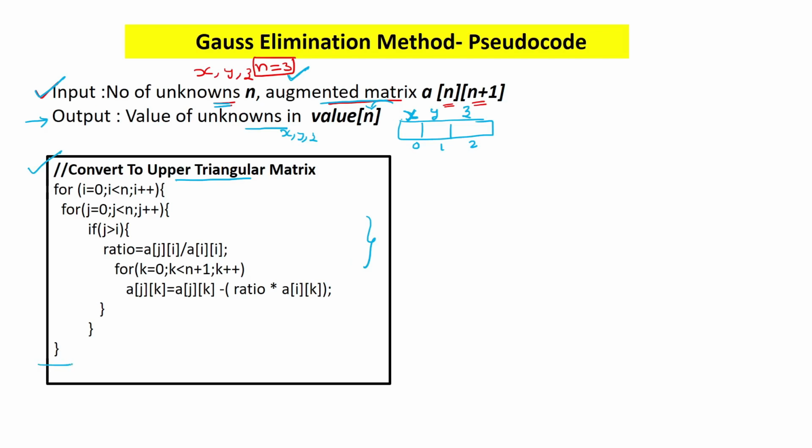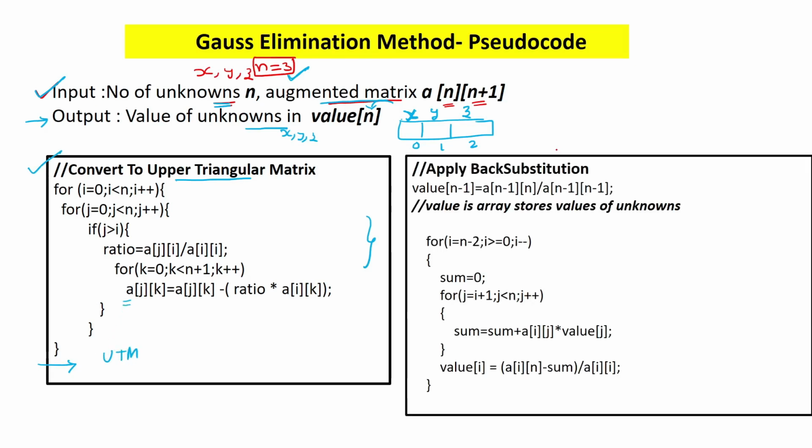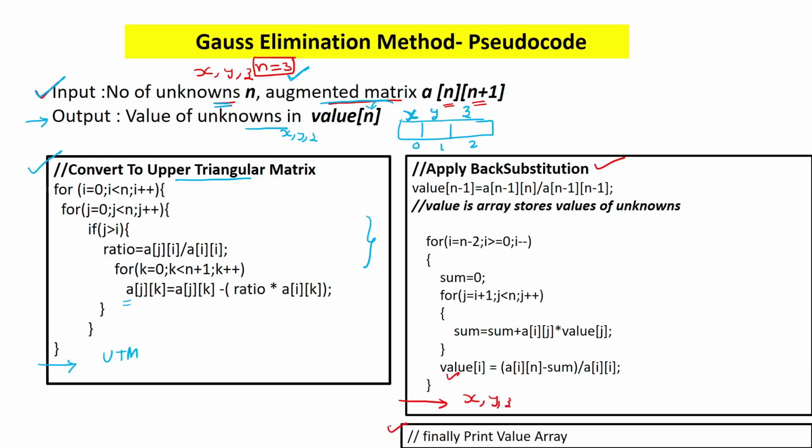And after this code is over, we will have the new matrix. That is, the augmented matrix A will be changed to the upper triangular matrix. Now after we get the upper triangular matrix, we have to apply the back substitution method. So this is the code for the back substitution method. Now after this code is over, we will get the values of x, y and z in this value array. And finally, we have to print this value array.